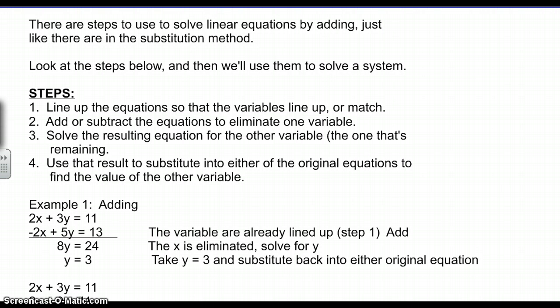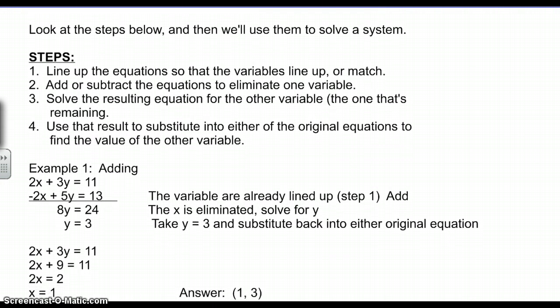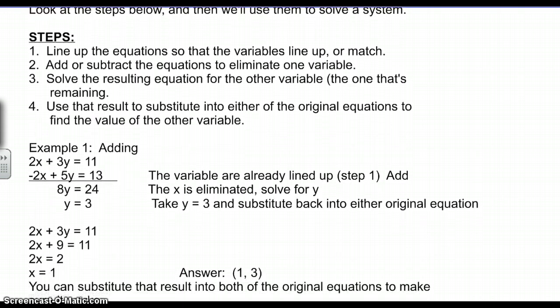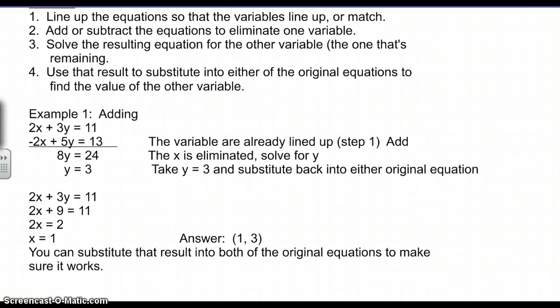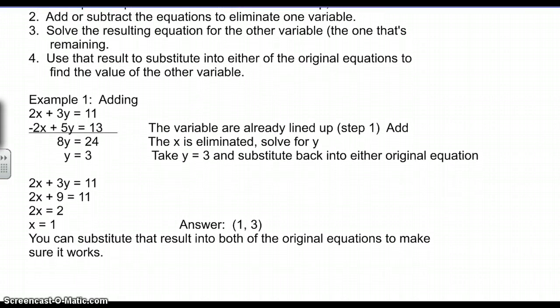We take y equals 3 and we substitute that back into either one of the original equations. So if I use the first equation, I have 2x plus 3y equals 11. So 2x plus 9, using 3 as y, equals 11. So 2x equals 2, or x equals 1. My answer then would be the point where these two lines intersect, and that would be (1, 3).